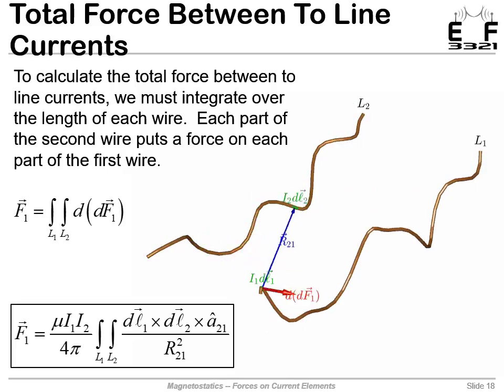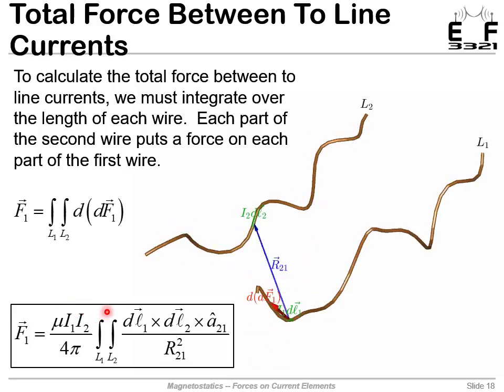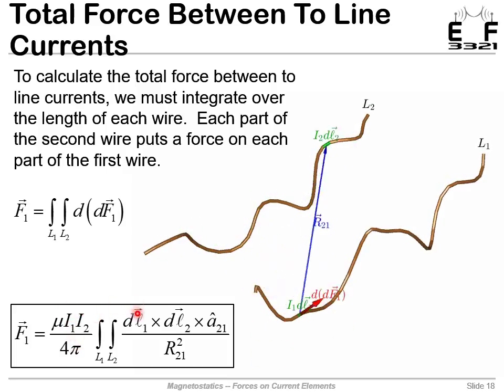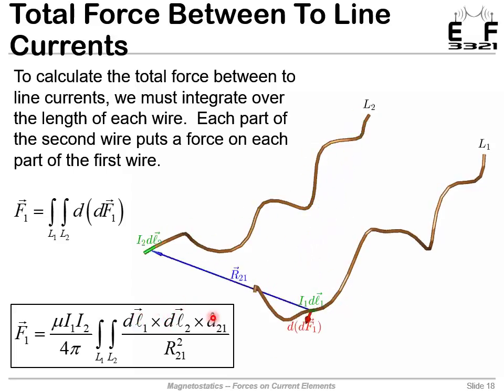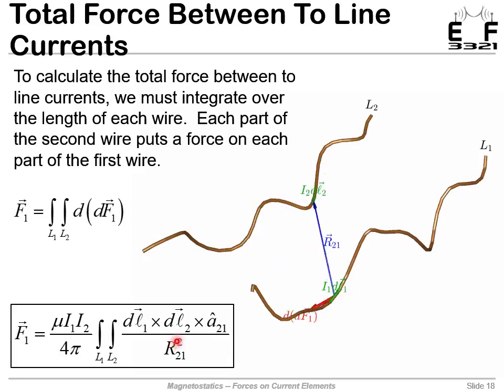And so here could be a final equation if we plug in the equation from the previous slide. The permeability and the two currents are constants. They can come to the outside along with the 4 pi. So really we're just left with dL1 cross dL2 cross the unit vector that's connecting our two current elements that we happen to be integrating, divided by the distance between them squared.